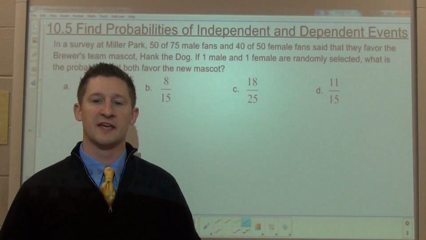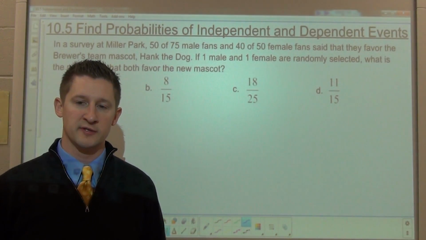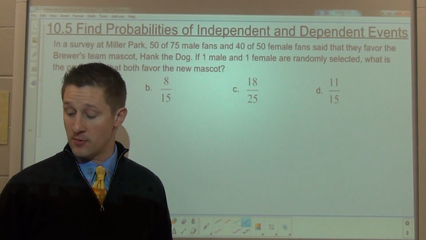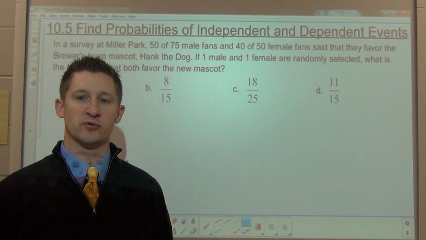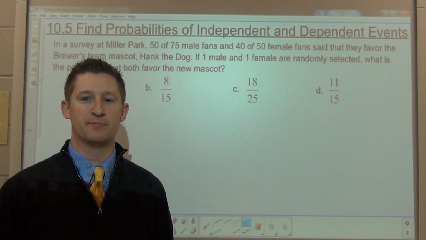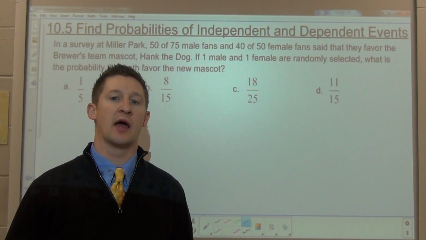Hello again, students. In lesson 10.5, we're going to be learning about how to find probabilities of independent and dependent events. Now, these first couple examples we're going to go through are examples of independent events, each one of them. We'll see what happens as we figure these out.